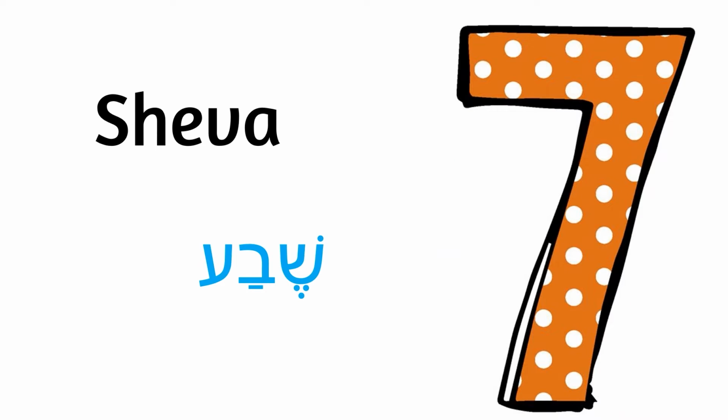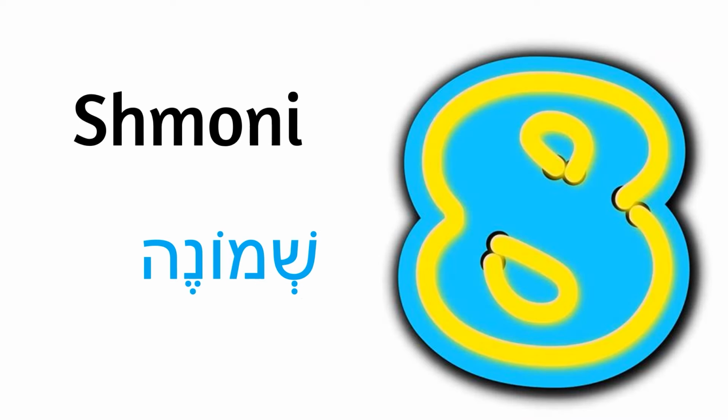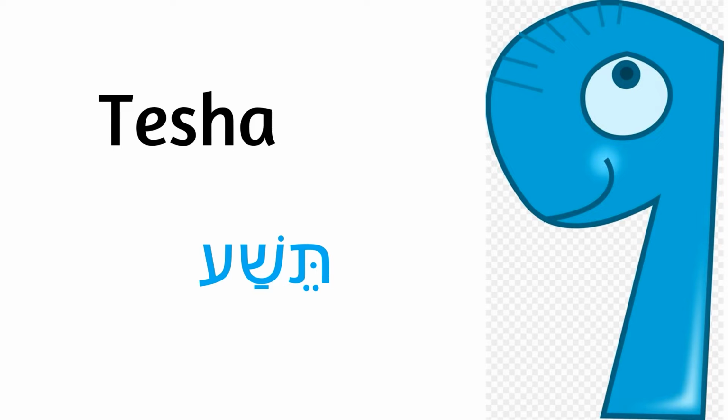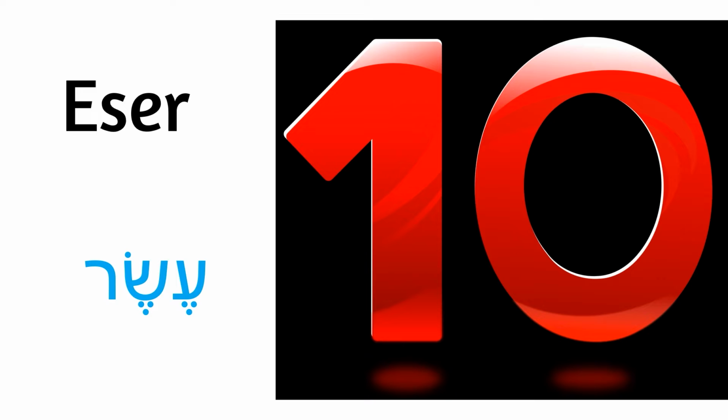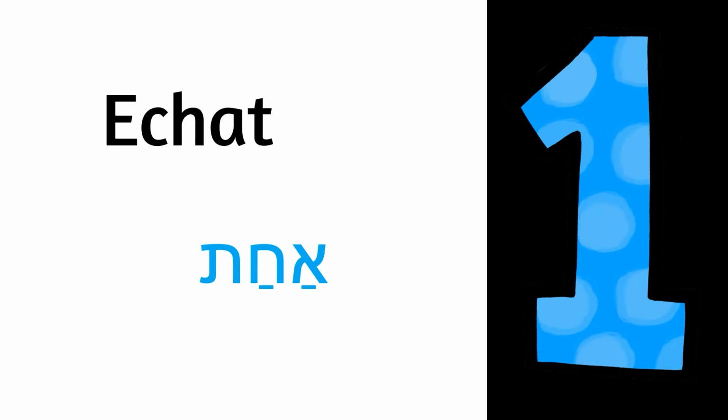Number 7 is sheva. Number 8 is shmoni. Number 9 is tesha. And number 10 is eser. You guys ready to review?